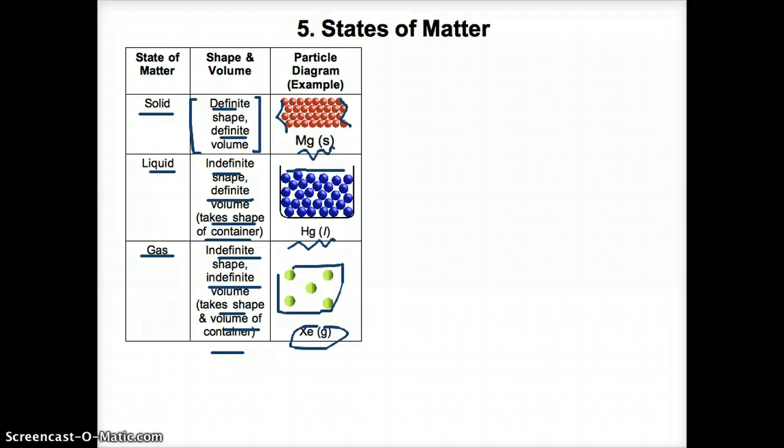Now, if you notice, based on these diagrams, solids have the most ordered state of matter and the strongest attractive forces. Liquids have less order and less attractive forces. And gases have the least order and the weakest attractive forces of the three phases.